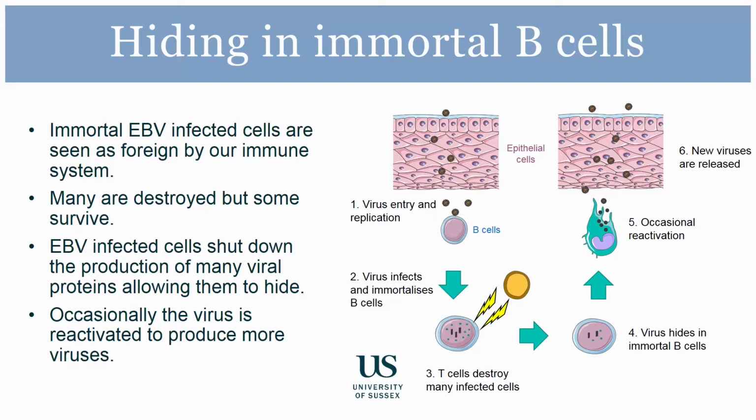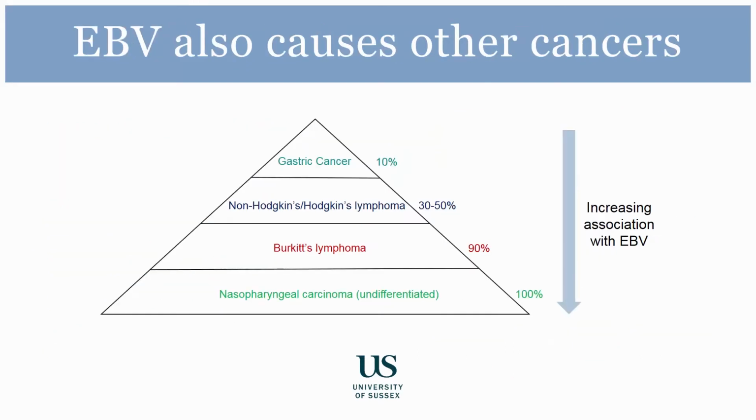And the virus is very good at hiding in these infected cells because it shuts down the production of most of the viral proteins. So it only produces a very small number of proteins that are required to just keep these cells ticking over. And as I mentioned, occasionally it gets triggered to reactivate and produce more virus particles.